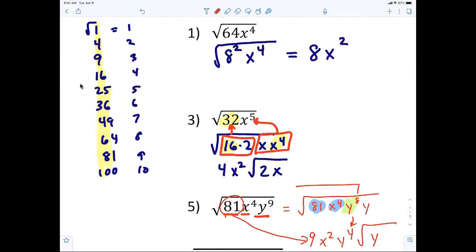How do I find the perfect squares? You list the numbers 1 through 10, and then you square them. That gives you the perfect squares. So you don't really have to write them down if you know what a square is. 1 squared, 2 squared, 3 squared, 4 squared. Come on, guys.